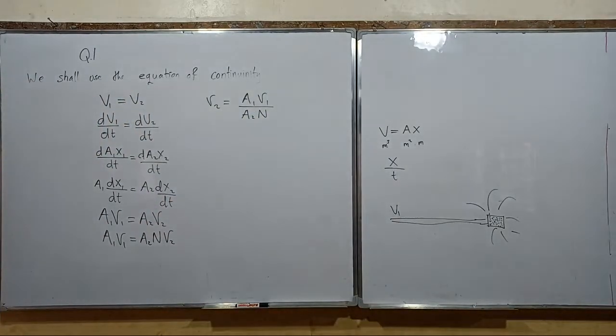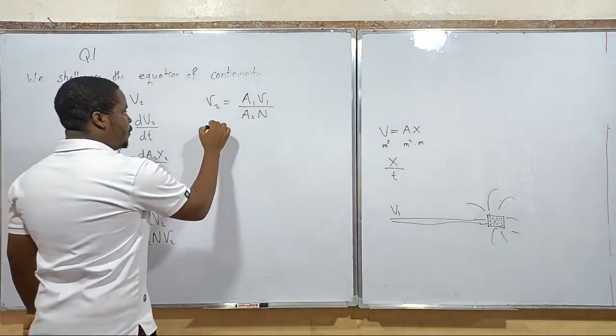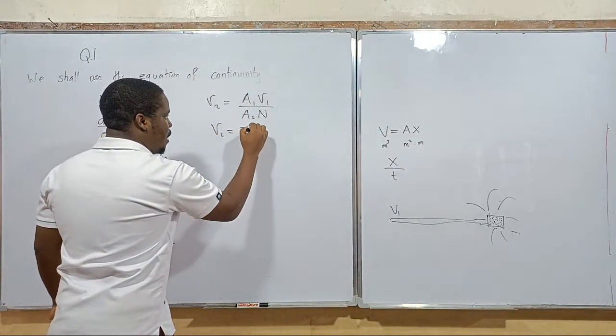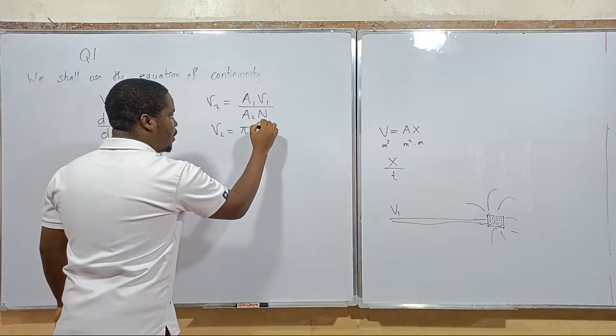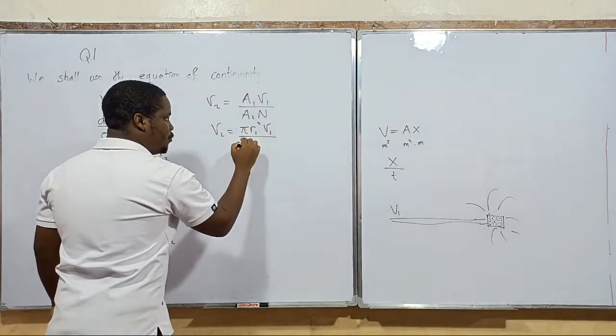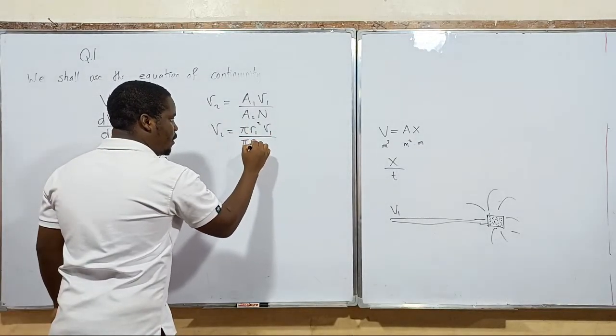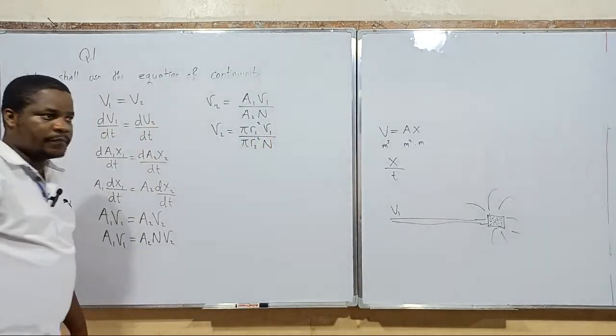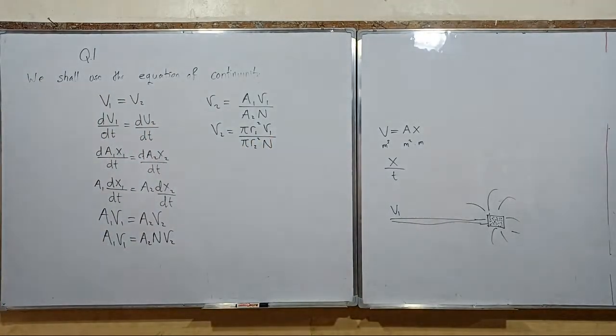Okay, so area is given by the formula pi r squared. So velocity 2 is equal to area 1, which is simply pi r1 squared, times velocity 1, divided by area 2, which is pi r2 squared, times n, the number of holes. That area is just pi r squared. Now, let's get information from the question, then we do the substitutions.